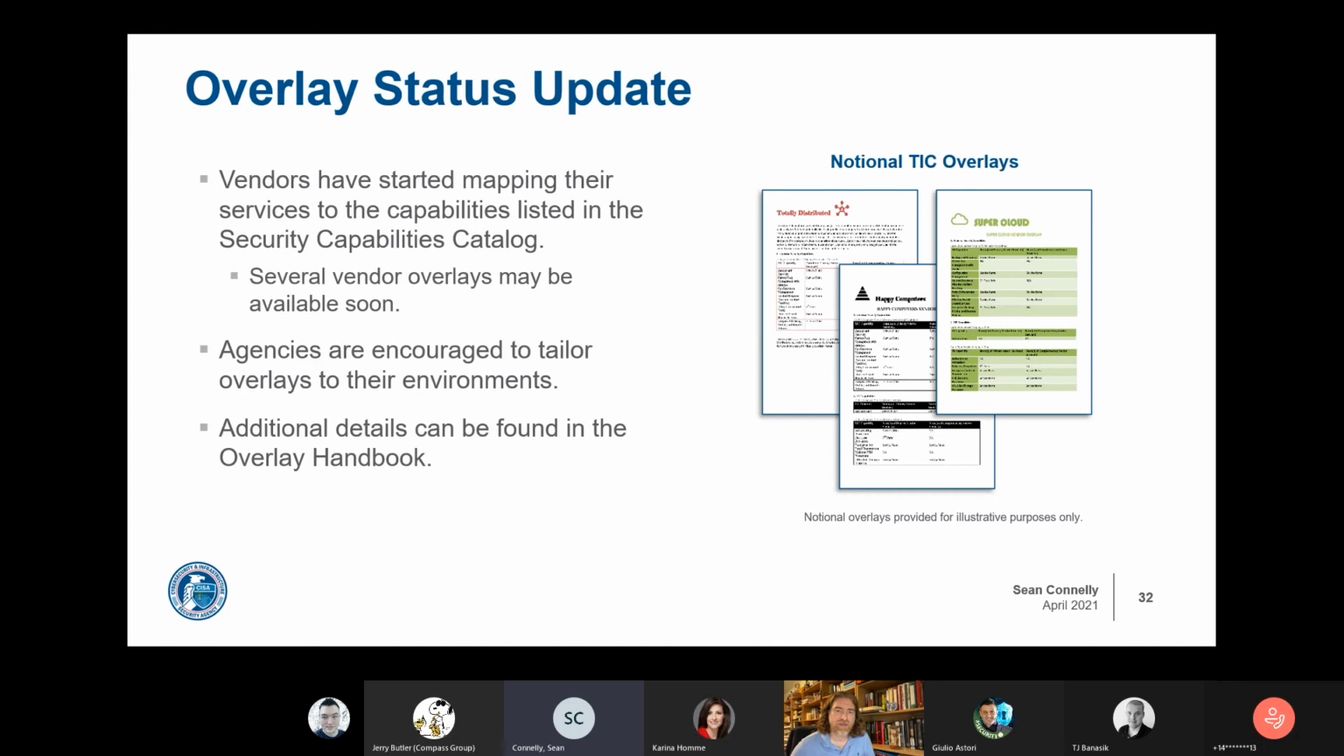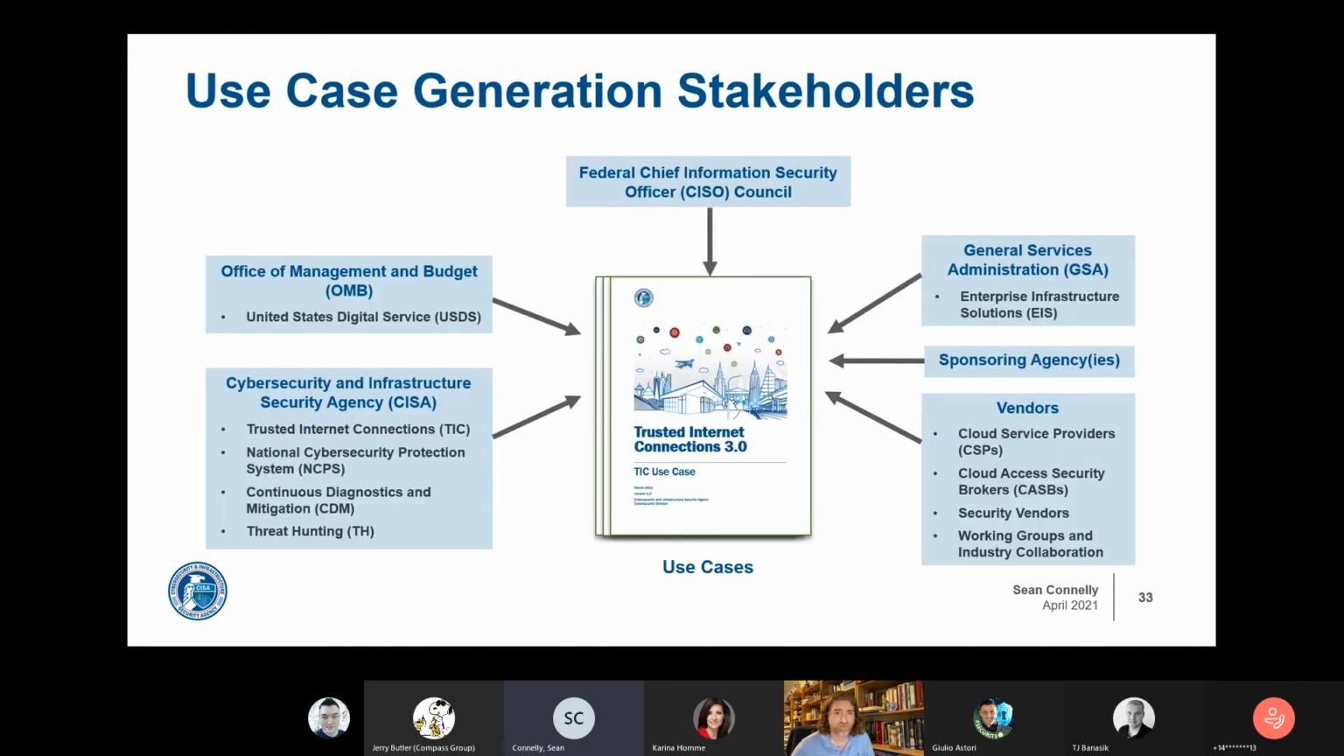So vendors have started mapping their services to capabilities listed in the security capabilities catalog. Several vendors have started to make these overlays available. Agencies are encouraged to tailor and look at these overlays and use them to build out their environments. One strong caveat to understand though, the overlays are created and maintained by the vendor. They're not approved, and there's no validation from the CISA team itself. Next slide, please.